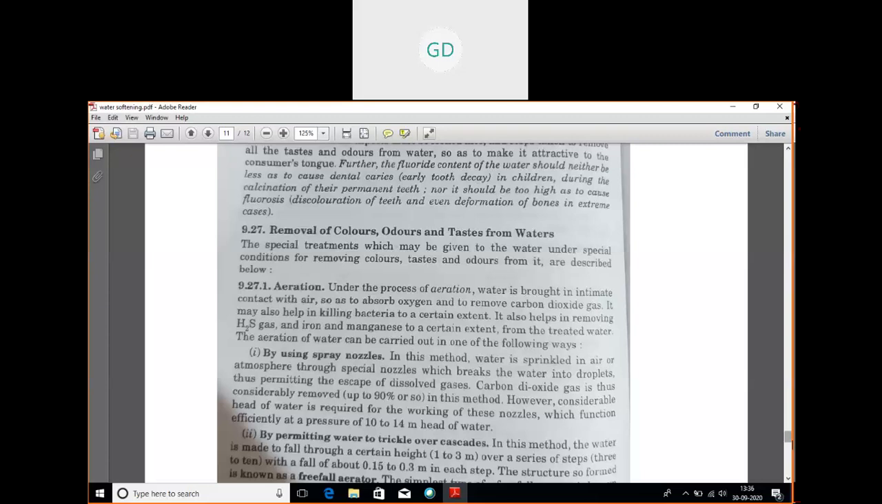With this, we have come to the end of our treatment process. We have almost finished the treatment process. In your first module, we have one more thing to cover, the distribution system. Let me see if I have the notes with me. Just wait.